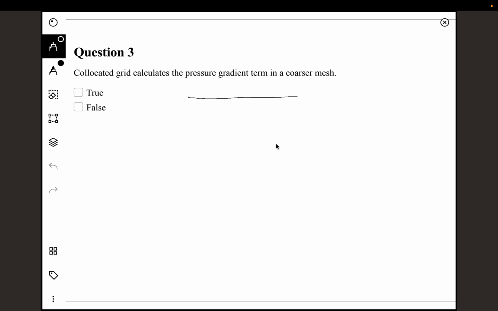So what happens in a collocated grid is that pressure and velocity are both stored at the same cell, so that is a collocated grid. And when we do the minus del P del X term at this particular center, it will end up having P minus PW by delta X. So this will be my pressure gradient term. So it will get approximated in some form like this, and this is in a collocated grid.